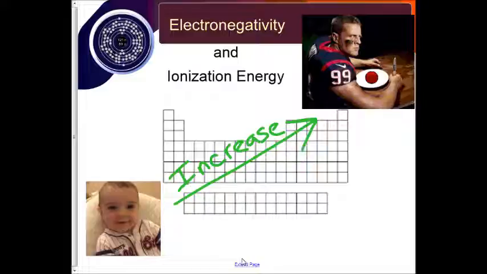Another comparison is for ionization energy. If you have a baby and you're playing a tug-of-war with him, you're probably going to be pulling the rope much closer to yourself. If you're playing tug-of-war with J.J. Watt, he's going to be pulling the rope way more toward his end. Now, if the rope was an electron, obviously J.J. is going to have the electron closer because he's stronger. The baby, however, will not be able to pull it close to him at all.